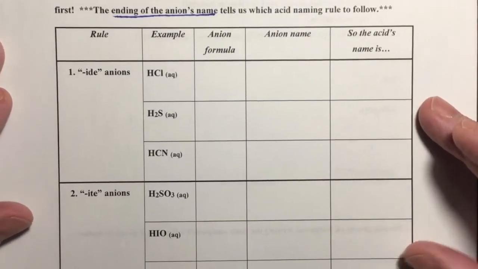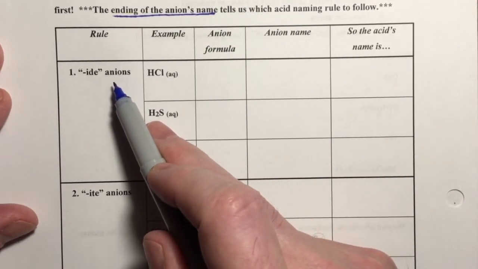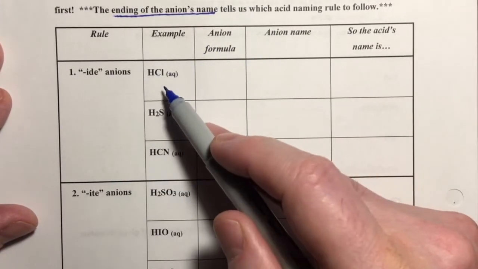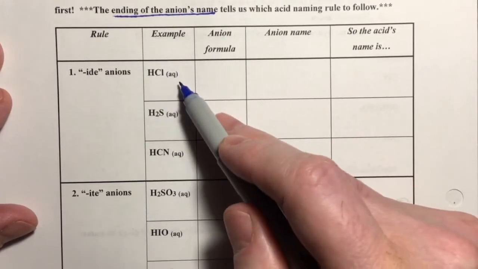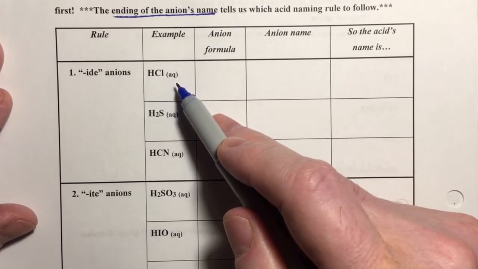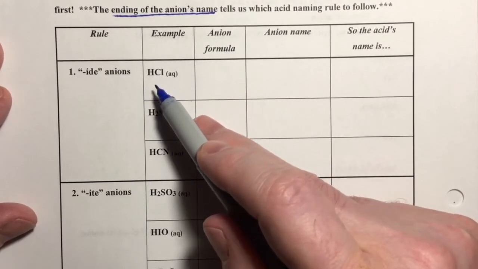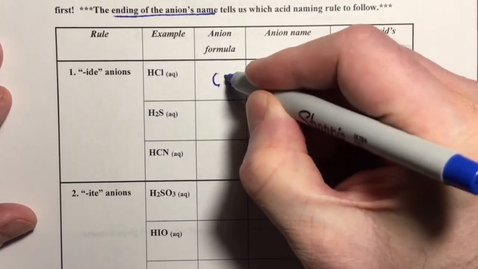So, this first rule is for acids where the anions upon which they are based end in the letters IDE. So here's a good example. A, is this an acid? Yes, hydrogen and aqueous. So this is an acid. So since it's an acid, we know that we need to determine the name of the anion. To do that, we break the acid apart so that we remove the hydrogens and we leave just the anion.